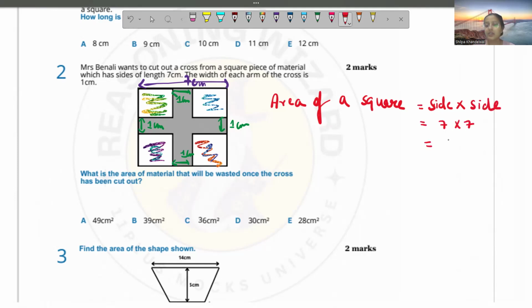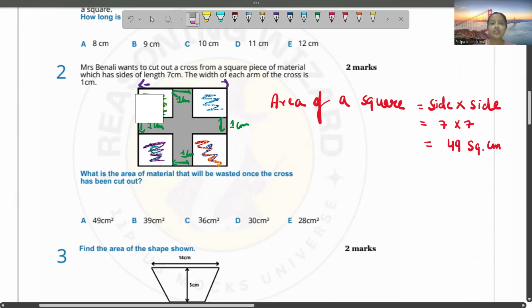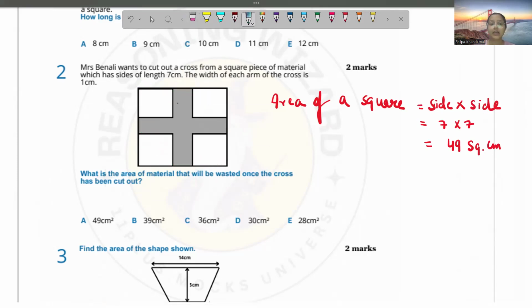So we will do 7 times 7, which is 49. So that will be 49 square centimeters, correct? Now let's find out the cross area. So you can see that the cross is basically looking like two rectangles, right?